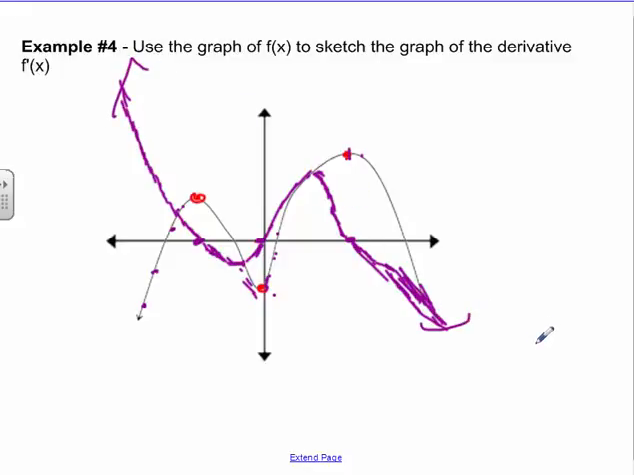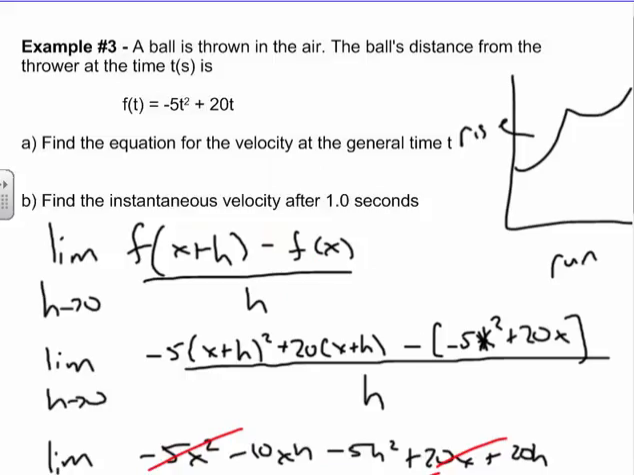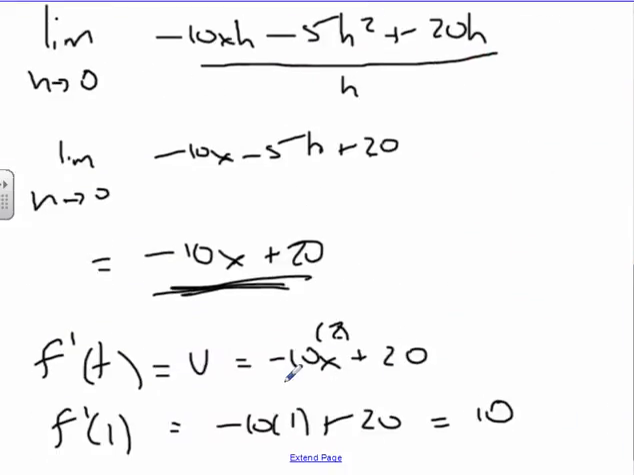Keep in mind, the derivative is an equation. Now, I want to talk about something here and go back here. See how here I had a quadratic? Well, a quadratic has a derivative which is linear.